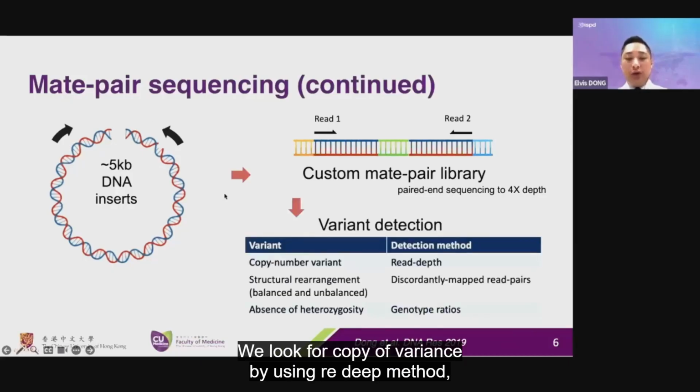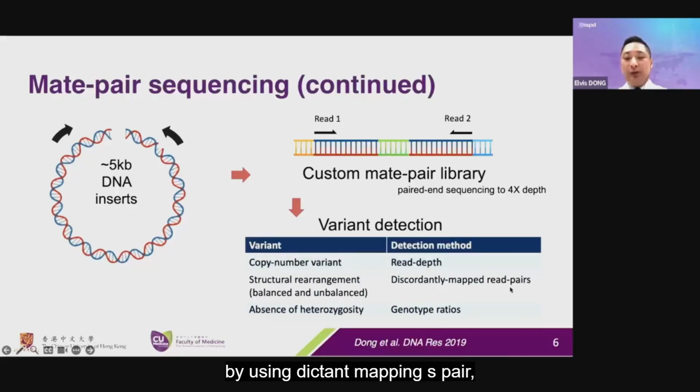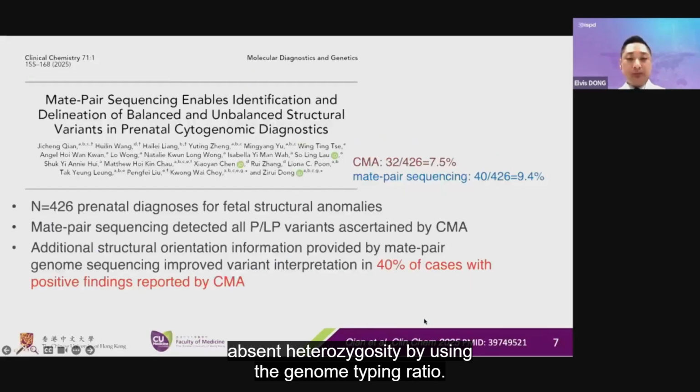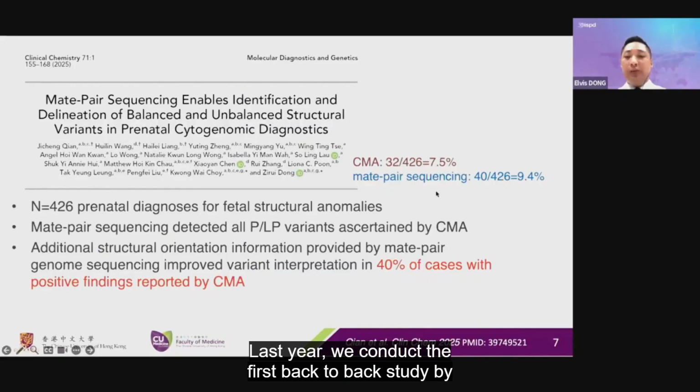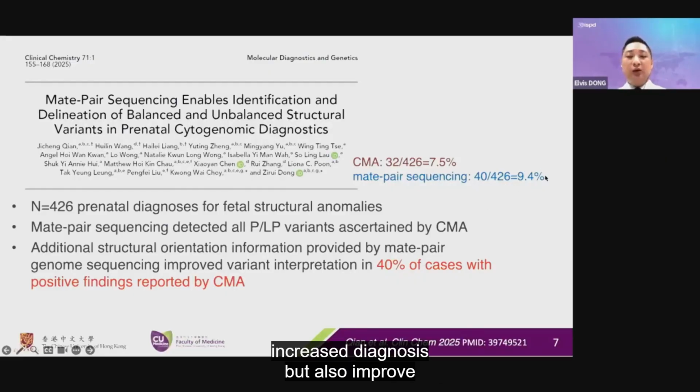We look for copy number variance by using the read-depth method. We look for structural rearrangement by using discordant mapping read pairs. We also look for regions with absence of heterozygosity by using the genotyping ratio. Last year, we conducted the first back-to-back study comparing mate-pair sequencing with CMA in prenatal diagnosis. Mate-pair sequencing not only had an increased diagnostic yield, but also improved variant interpretation in 40% of the cases with positive findings reported by CMA.